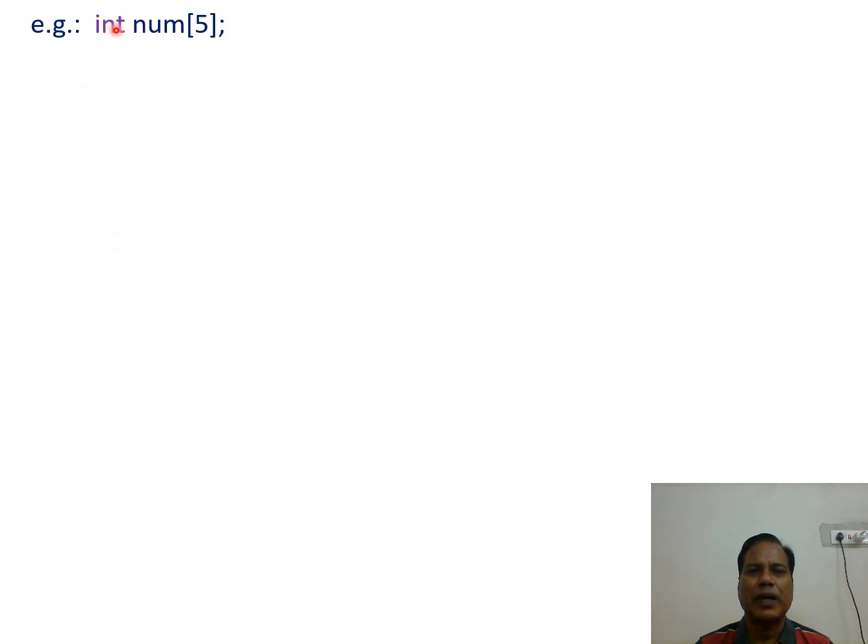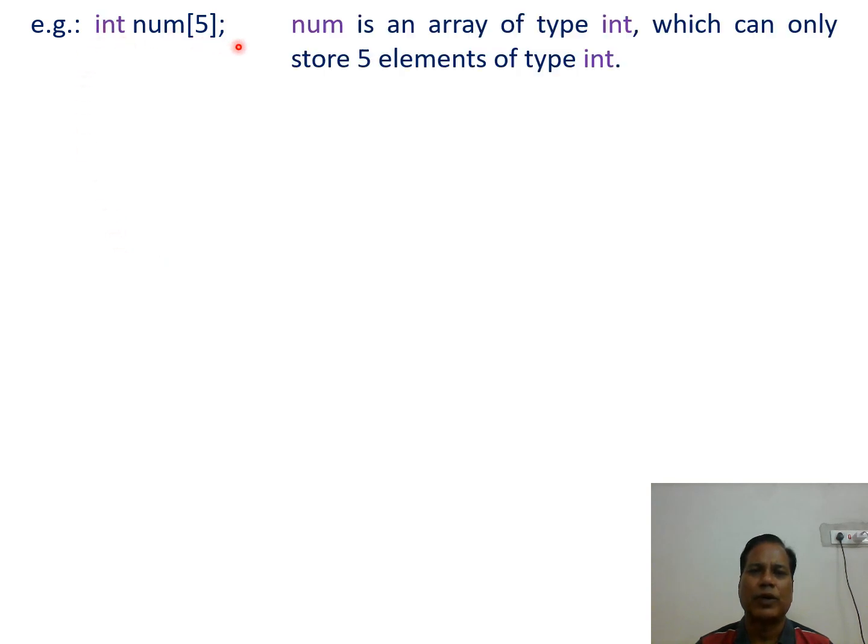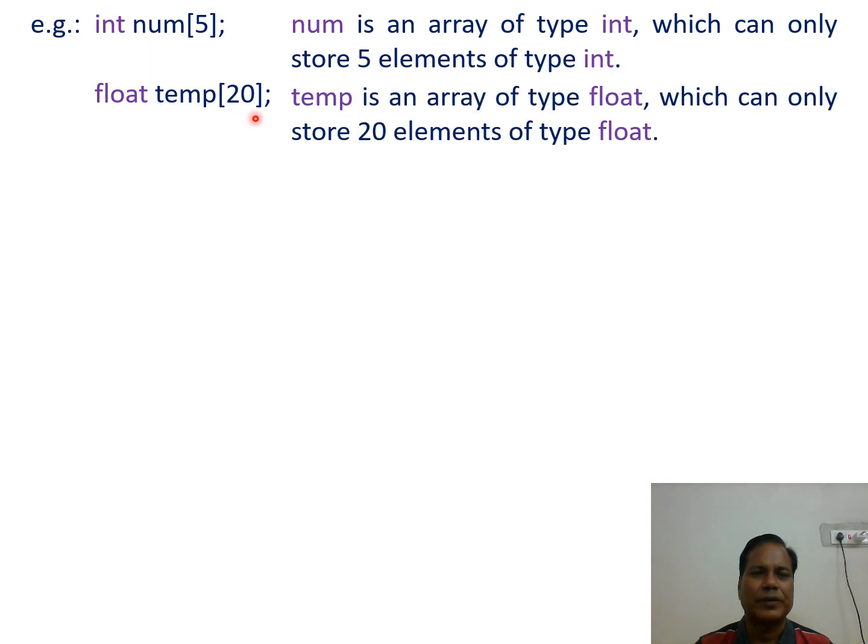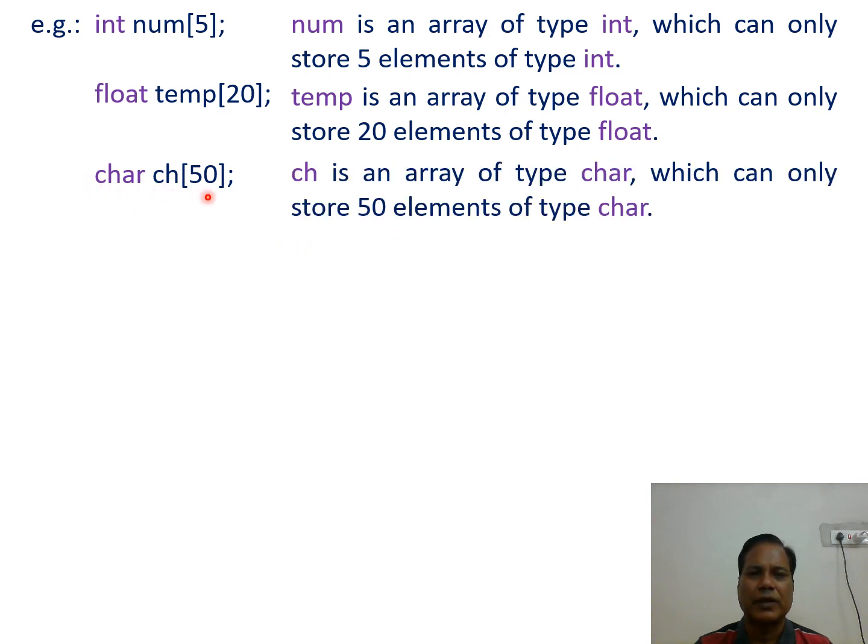For example, int num[5]; num is an array of type int, which can only store 5 elements of the type int. float temp[20]; temp is an array of type float, which can only store 20 elements of the type float. char ch[50]; ch is an array of type char, which can only store 50 elements of the type char.